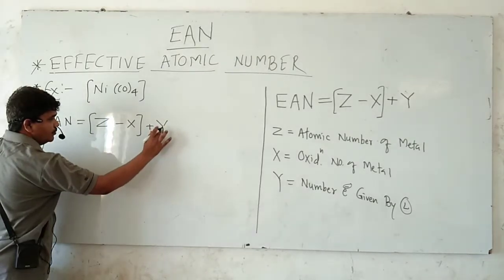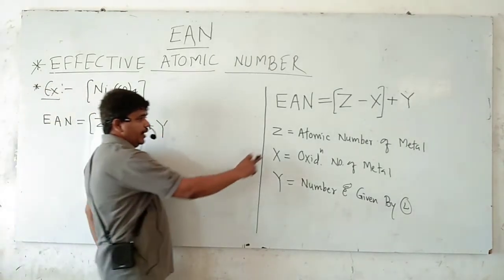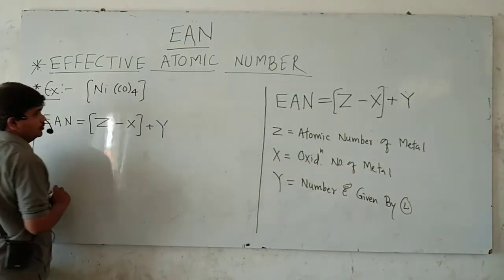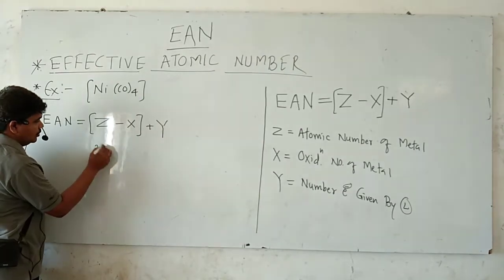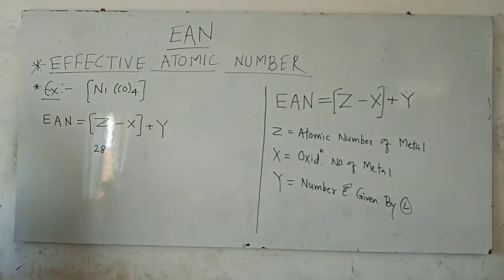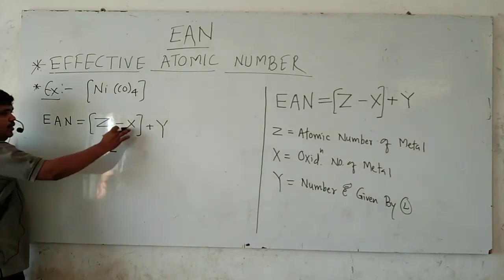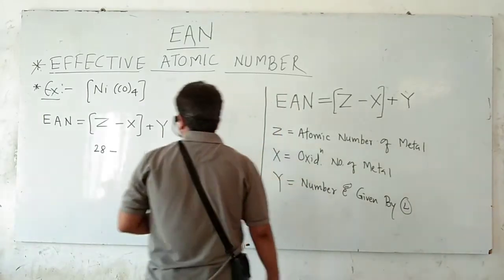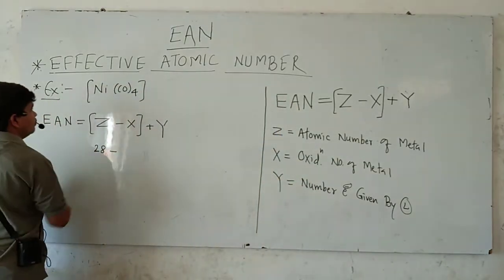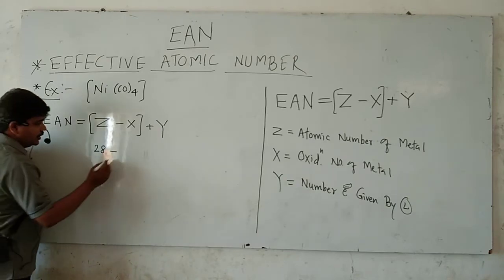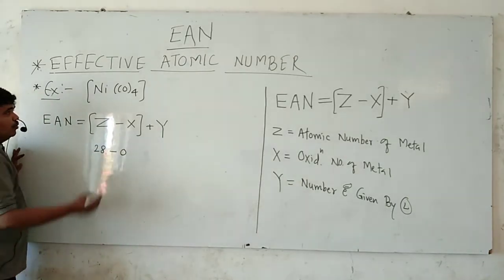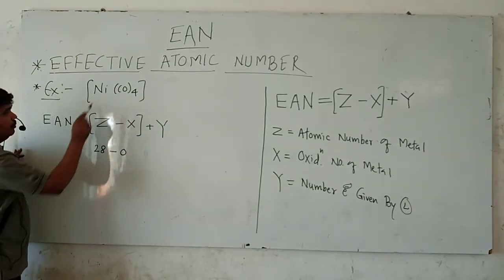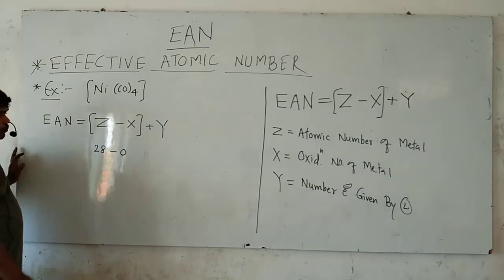Okay, what is Z? Z is nothing but atomic number of metal. So what is the atomic number of nickel? Atomic number of nickel is 28. Minus, what is X? X is oxidation number of metal. So what is the oxidation number of Ni? Oxidation number of Ni is 0. Why is it 0? When CO, that is carbonyl, is present as a ligand, then the metal's oxidation number is always 0.